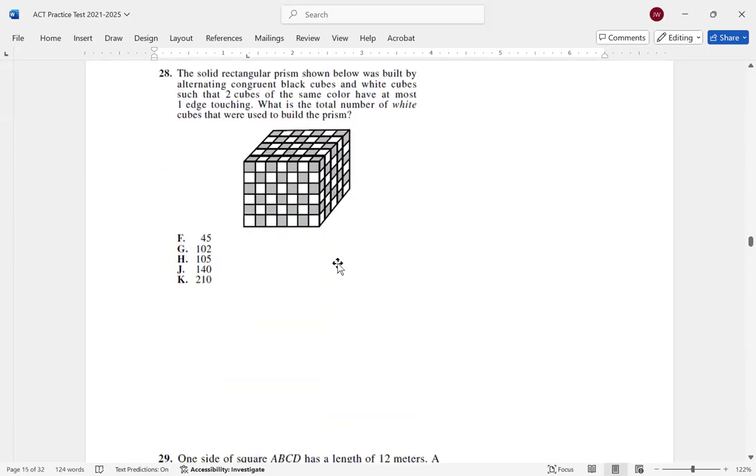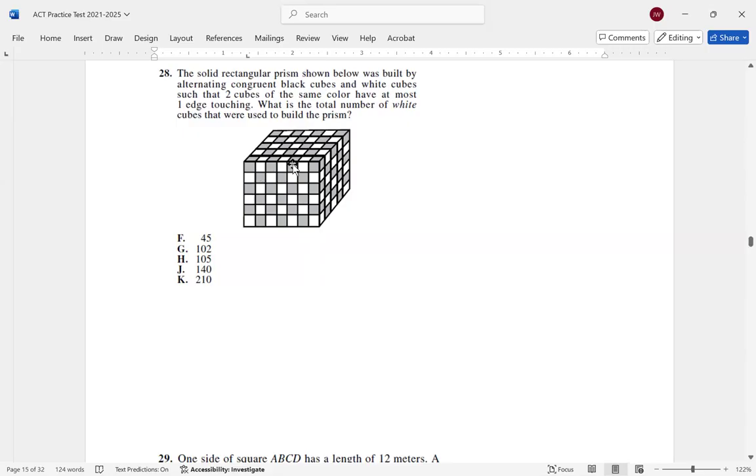Question 28. The solid rectangular prism shown below was built by alternating congruent black cubes and white cubes, such that 2 cubes of the same color have at most one edge touching. What is the total number of white cubes that were used to build the prism? Now, let's count on the first face, and then we'll use that logic to apply to all the other faces.